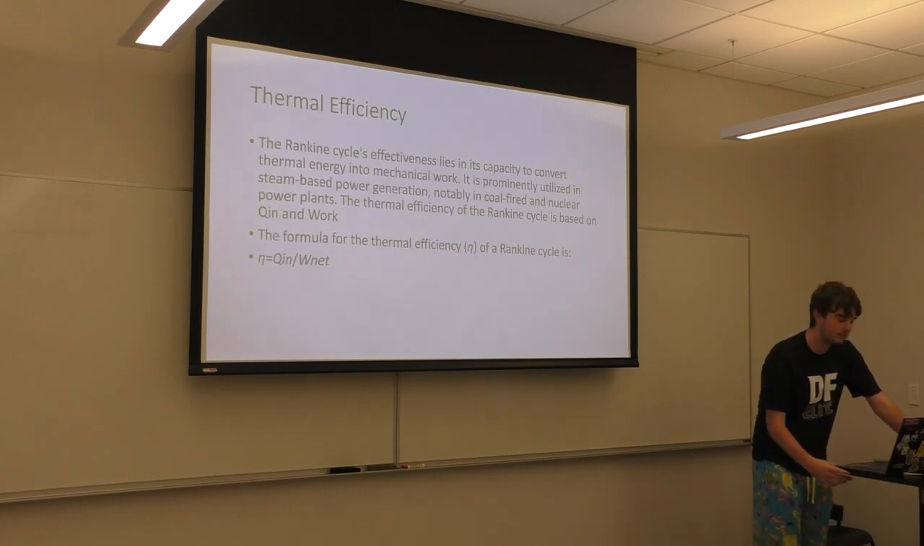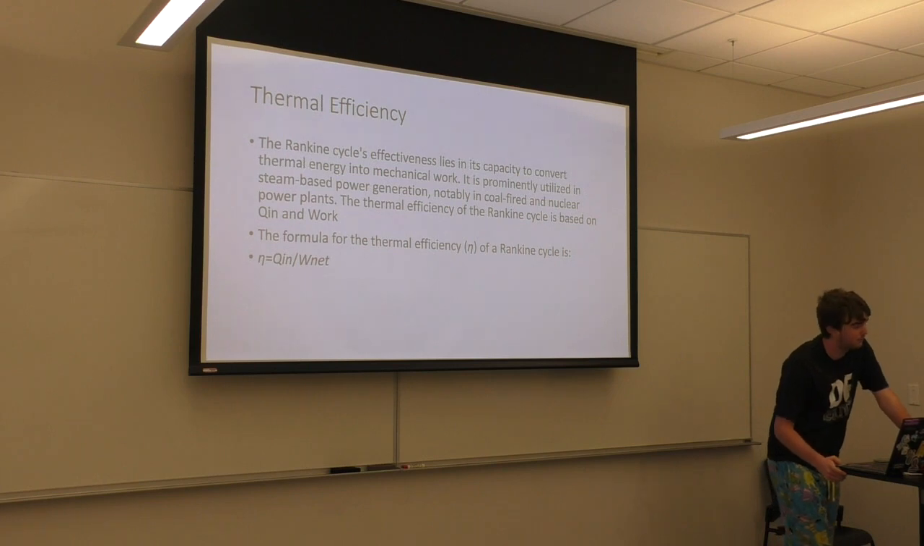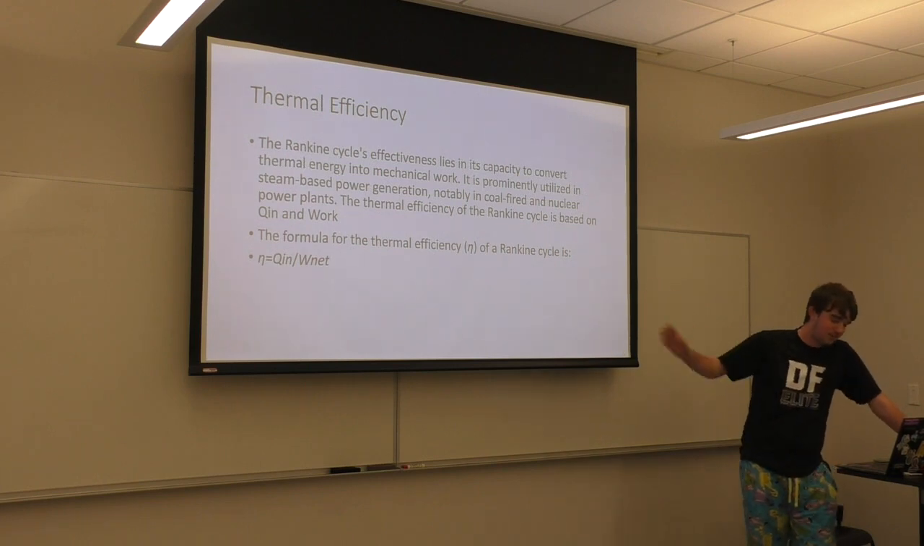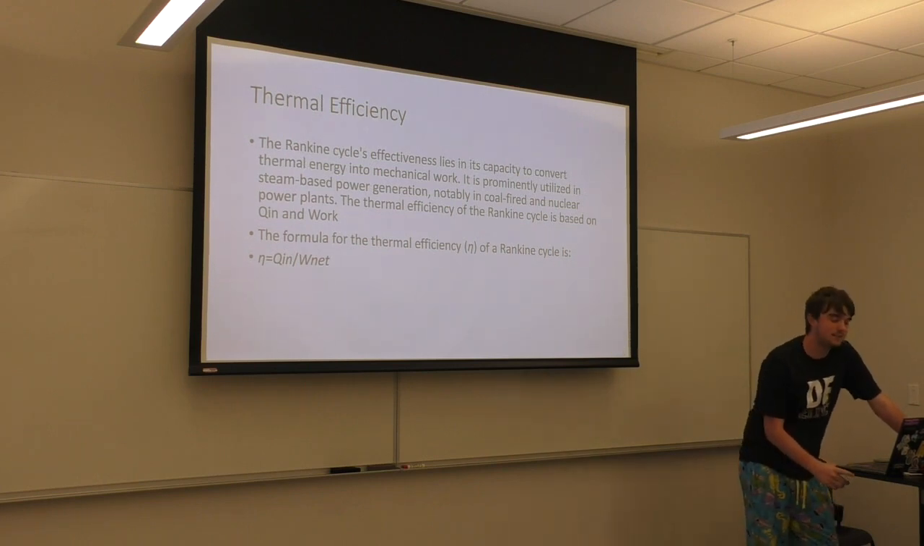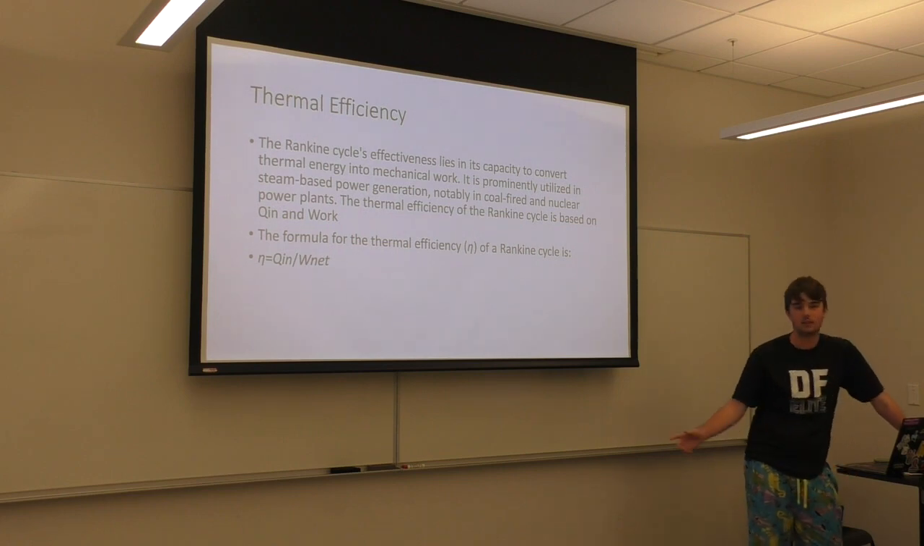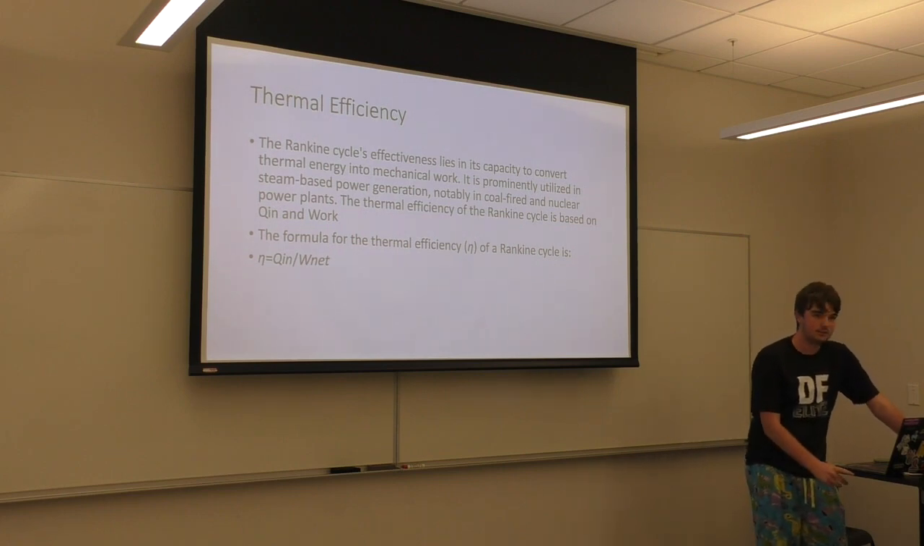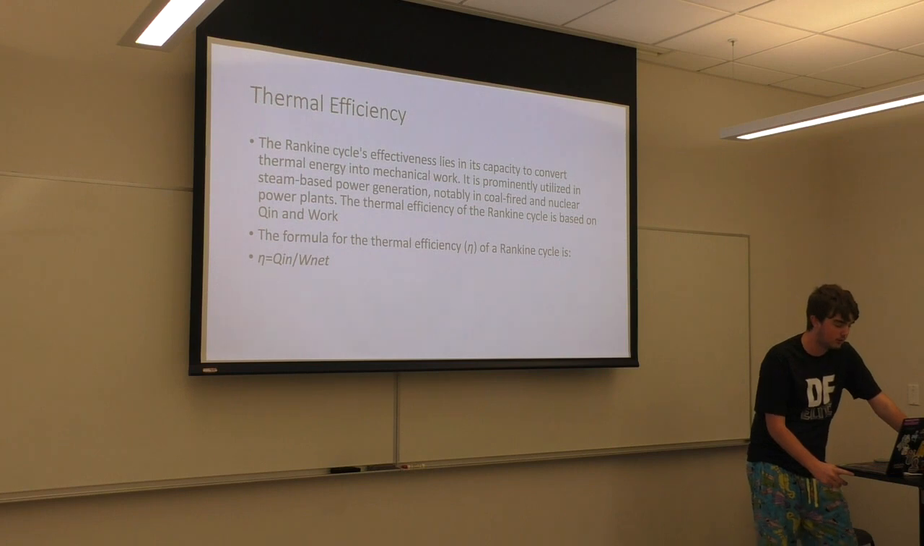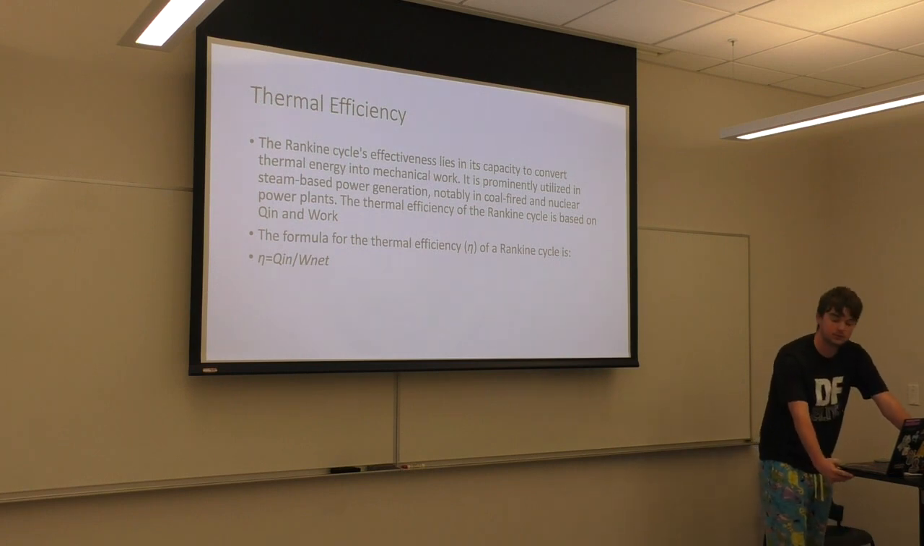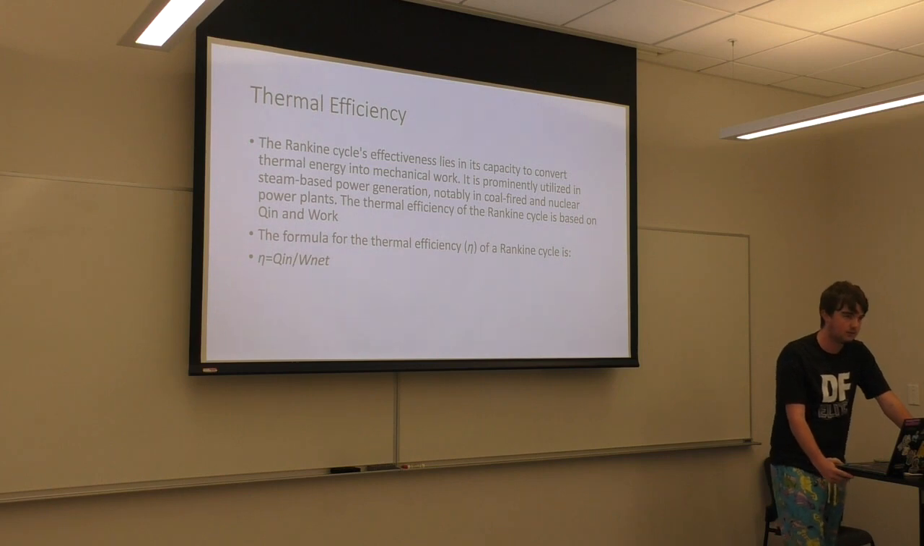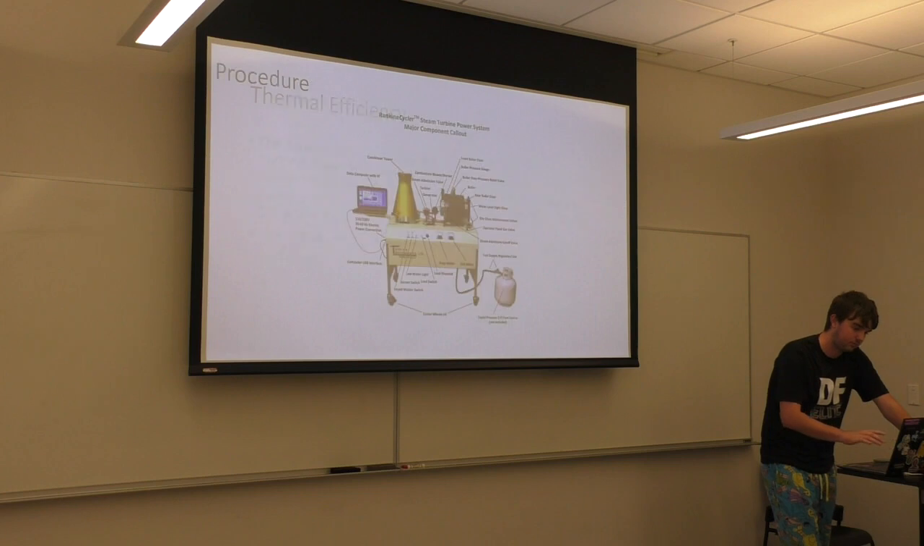So, next is the thermal efficiency. The Rankine cycle is a steam-based power generation cycle, which we've talked about in other presentations today, so I won't go too much into it. But the formula for it is pretty much just efficiency equals work net divided by Q in, and Q in is the boiler Q, by the way.